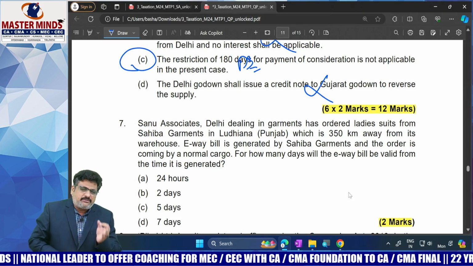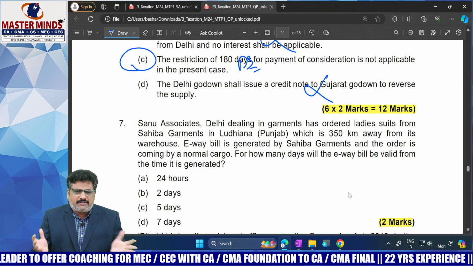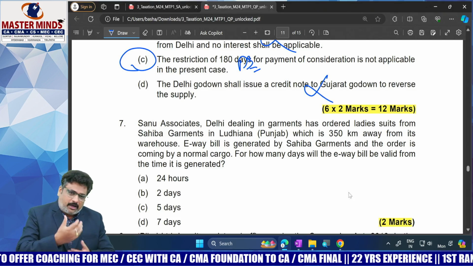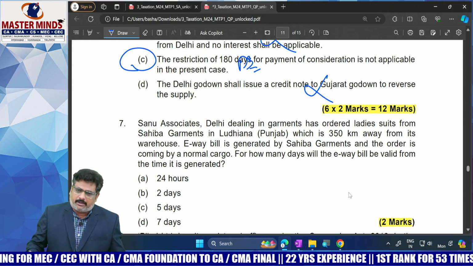That much easy to get good marks in our GST. So are there any difficult things here? Nothing. But while reading the question paper, while reading the case study itself, you need to analyze those things.